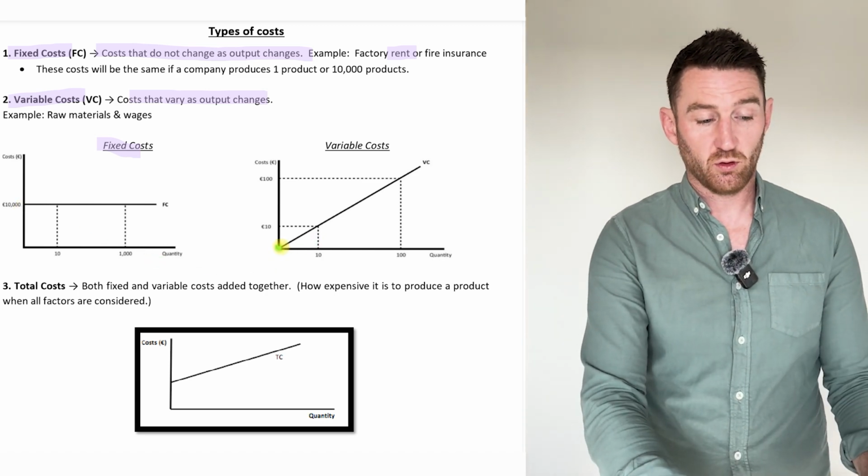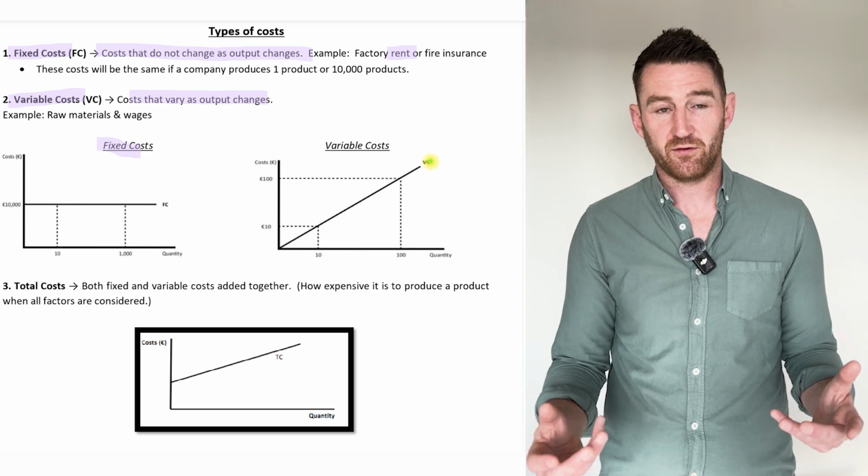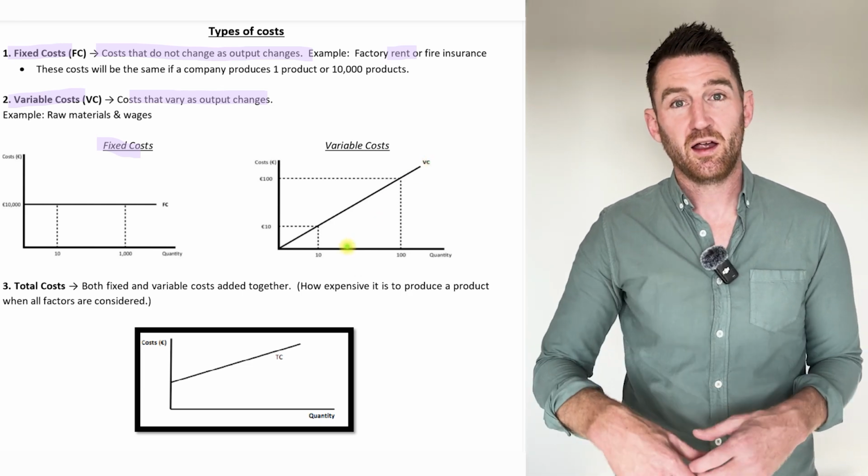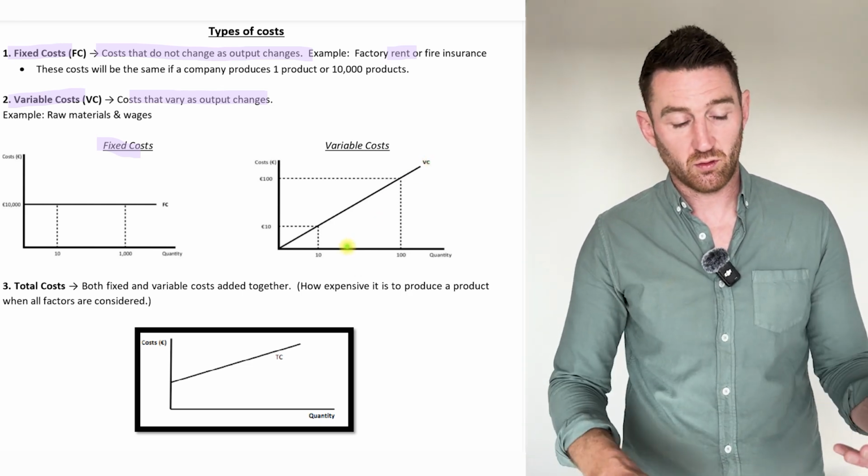And then variable costs will always look like that. It'll slope upwards from left to right. And the reason for that is because as output increases, variable costs increase.